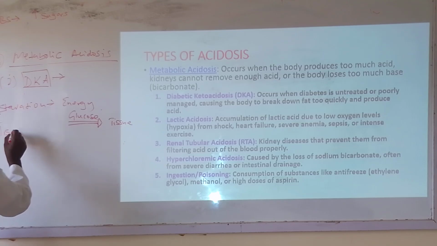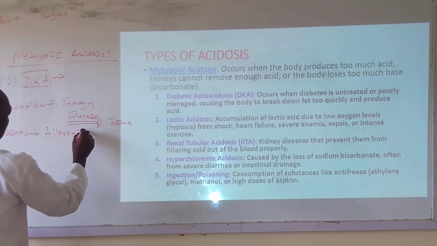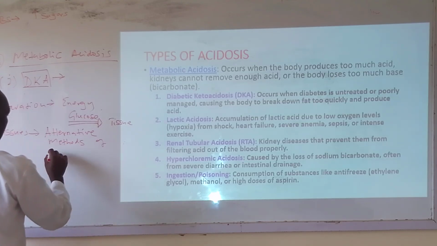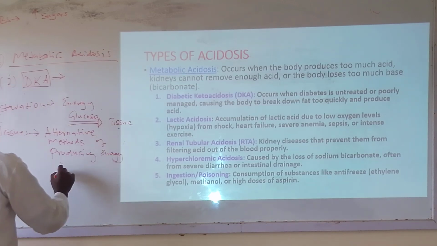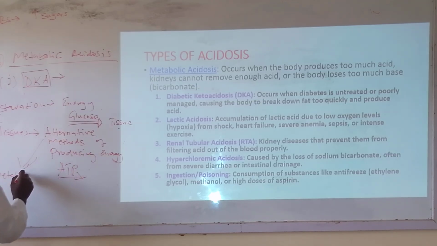So what is supposed to be done by the tissues? The tissues now go to what we call alternative methods of producing energy, because your cells actually need energy in the form of ATP to function properly. One of the alternative methods here is metabolism of fats. Since there is no glucose in the tissues because of a problem in insulin, the tissues undergo starvation, and they choose an alternative method of producing energy, and that is metabolism of fats.